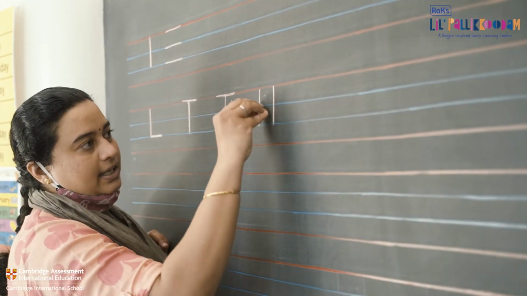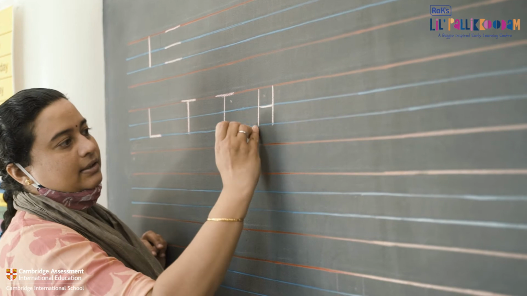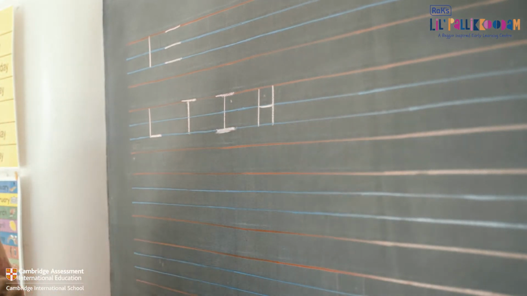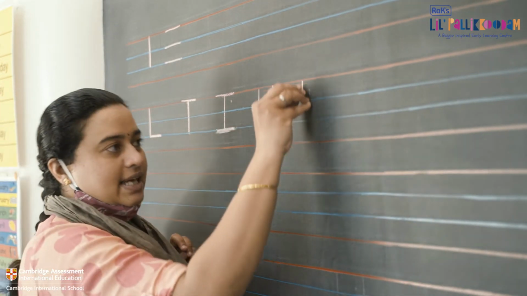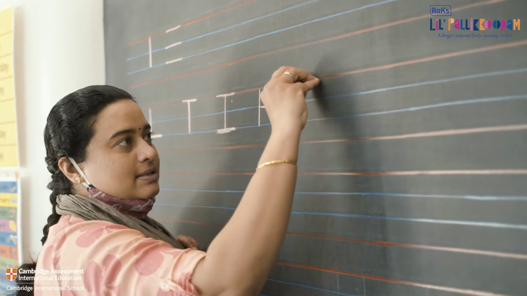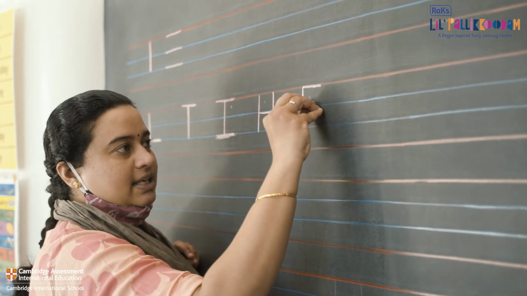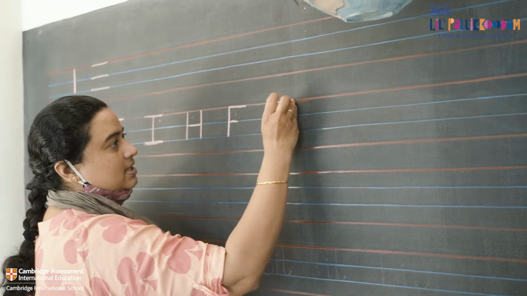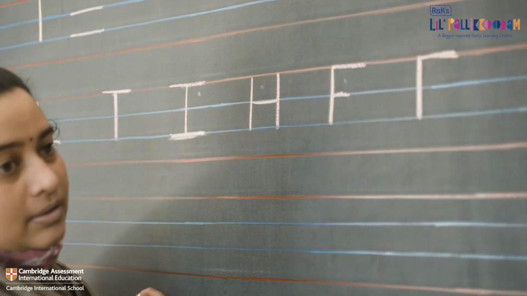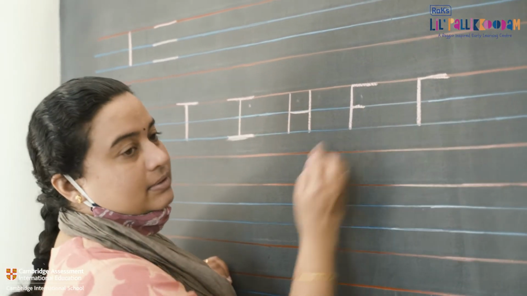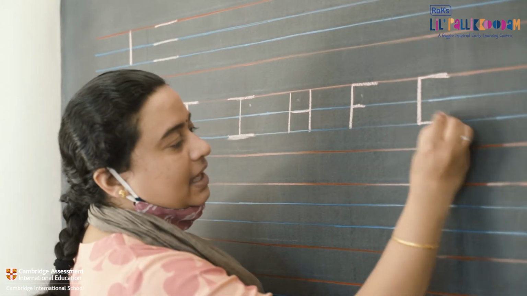Standing line and sleeping line for H. After H, F. Standing, sleeping line, and the second one will be small. How was this E? Standing, sleeping line, big sleeping, small sleeping line, and label.